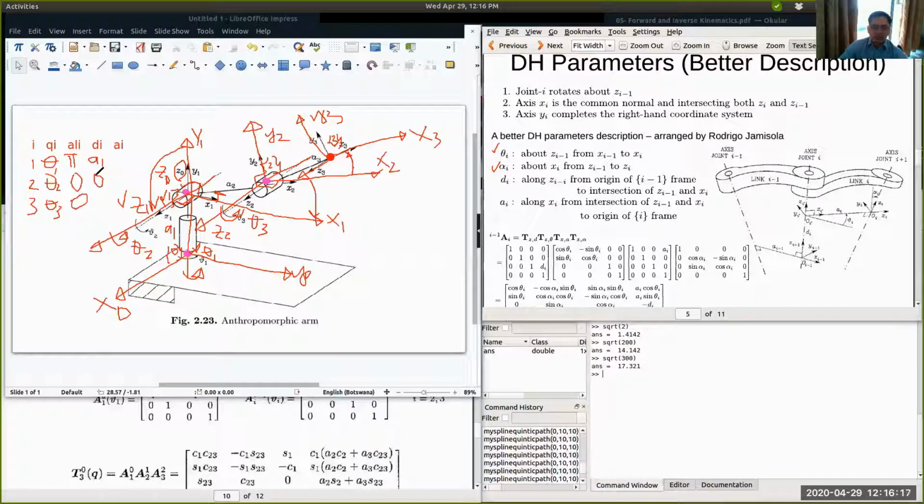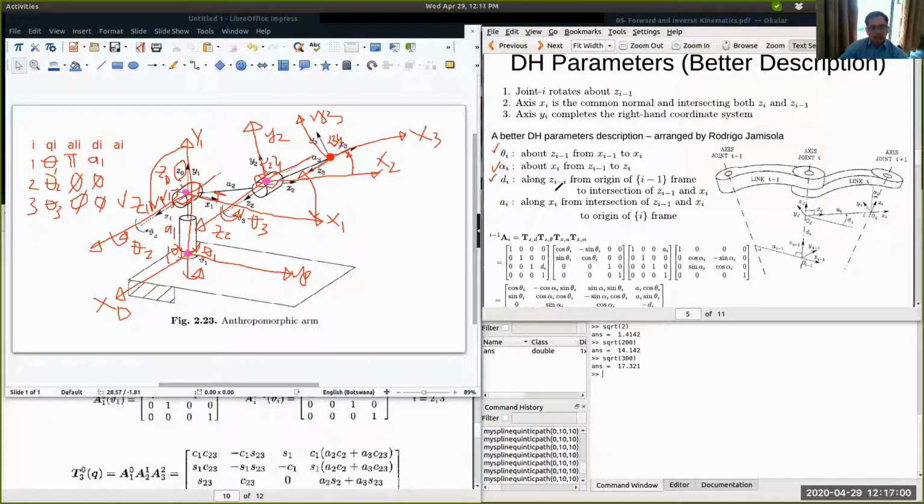Next, D3. D3 is along Z2. Where is Z2? In this case, here is Z2. From the origin of frame 2 to the intersection of Z2 and X3. That is X3, and its intersection coincides with the origin of frame 2. And again, this is 0. To make sure, we'll put 0. We're done with this one.